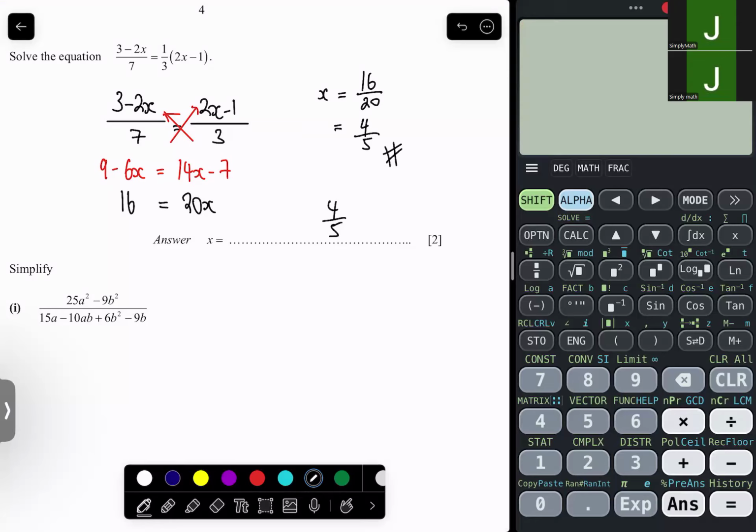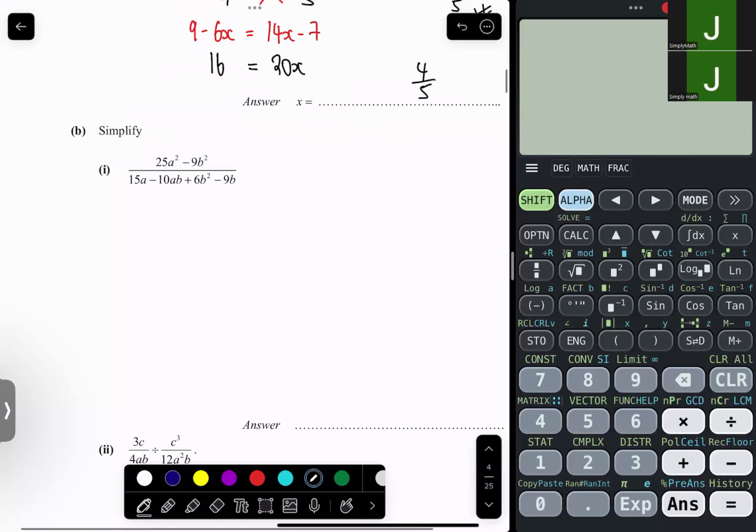Question 2b. Simplify. Now, looking at this question, what you guys need to know is that this is going to be a cancellation kind of problem. Otherwise, the question wouldn't have given us something like this. So something on the top must be able to cancel with something on the bottom. But it's not direct, because right now they are linked by additions and subtractions.